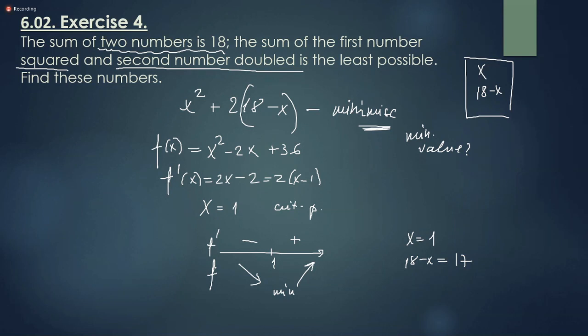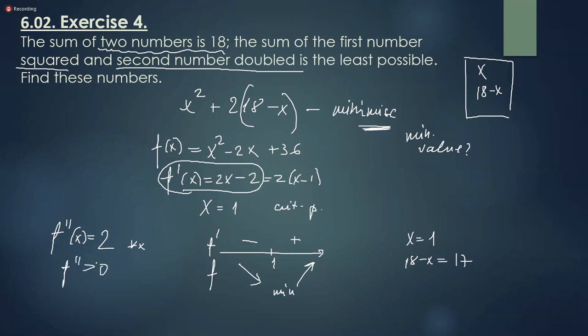Let me just introduce the idea. We will return to it a little bit later. The second derivative of this function: if I take the first derivative and differentiate it, the second derivative is 2 for all values of x. It doesn't matter what x is. The second derivative is just 2. That means the second derivative is positive.